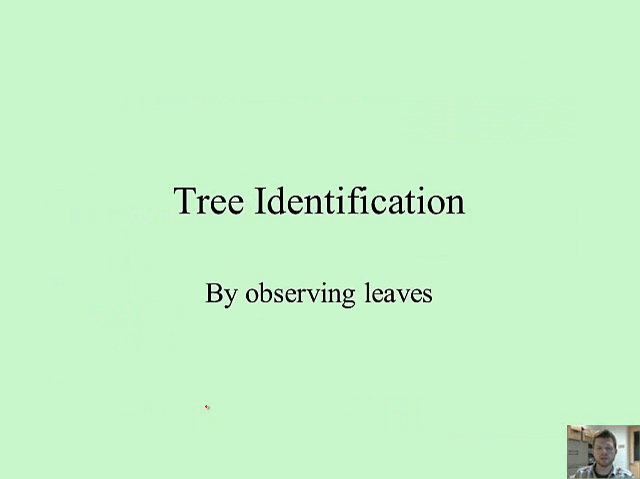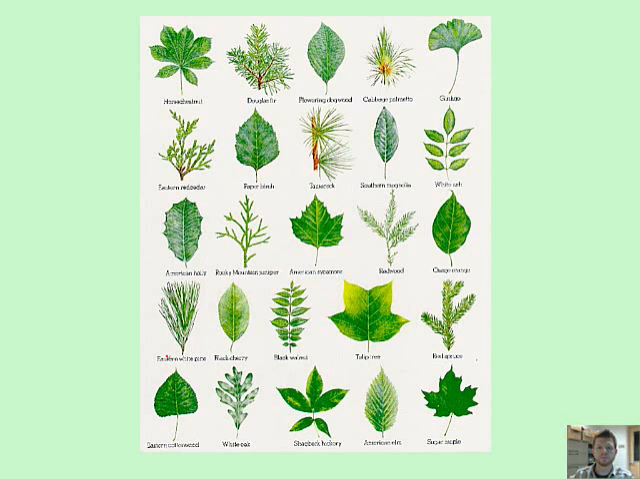So tree identification by observing leaves. This is one of the basic ways to do this, and it's fairly easy once you learn the terminology and you are familiar with the use of a dichotomous key. As you can see, there's a variety of different types of leaves out there, and there's a lot of diversity within tree species, so we can definitely use the morphology of those trees to figure out what kind of tree they are.